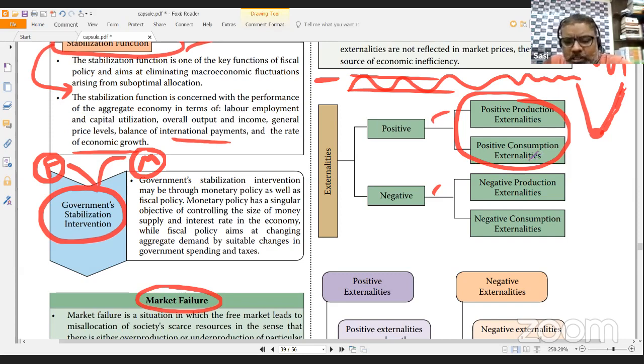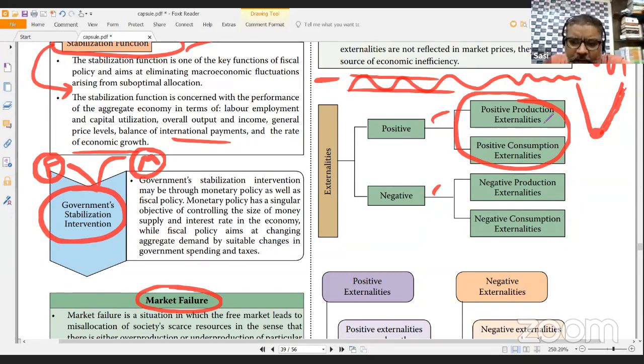And consumption externalities will be caused by some people when they are consuming, but it is creating a positive impact on others. Let us say somebody is taking vaccines, consuming a vaccine, but he is stopping the spread of a disease. He is actually helping the others also, indirectly, not directly. That is why it is externality. So that is a positive consumption externality, taking a vaccine.